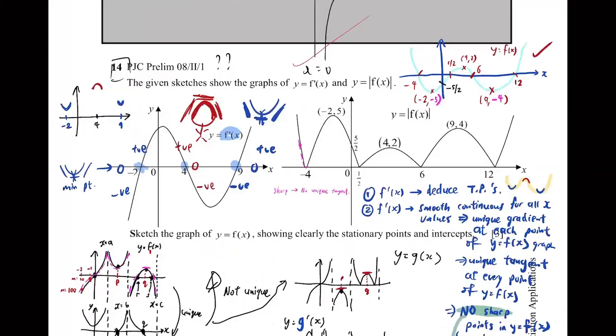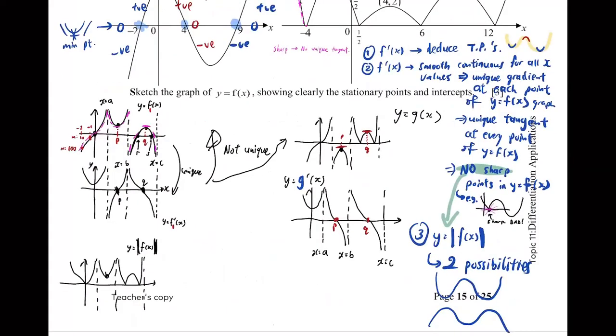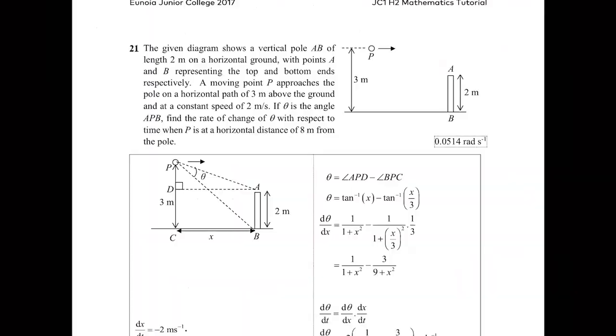Okay, 21 is blank. So 21, let's read the question. The given diagram shows a vertical pole AB of length 2 meters on a horizontal ground, with points A and B representing the top and bottom ends respectively. Moving point P approaches the pole on a horizontal path 3 meters above the ground, traveling like this at a constant speed of 2 meters per second.